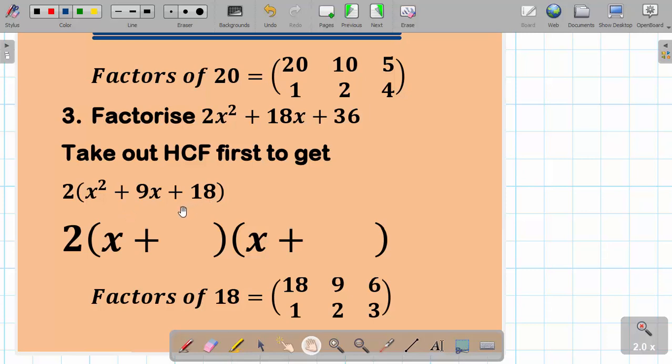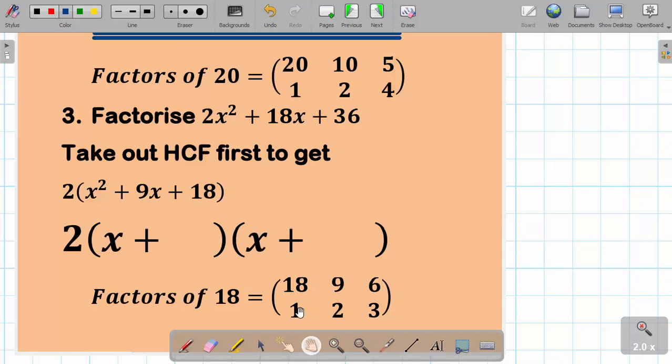Now I check again. We said if the sign here is positive, I'm going to have two brackets multiplied together, but having the same sign. Which sign is the coefficient of the middle term? That is plus. That's why there's plus here and plus here. Then I look for the factors of 18.